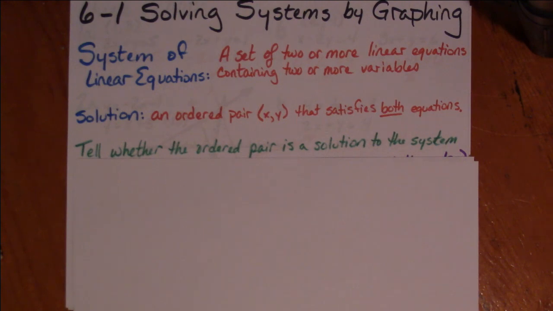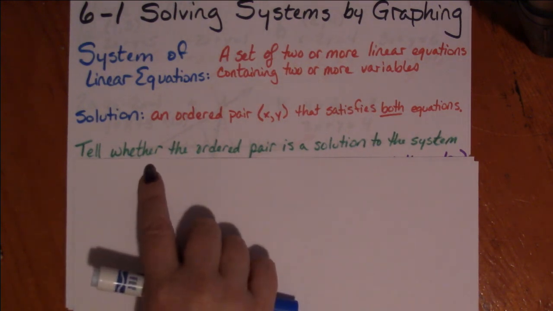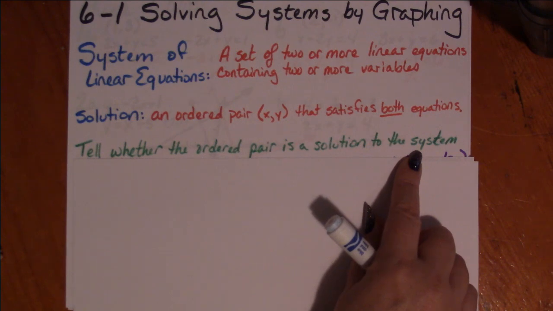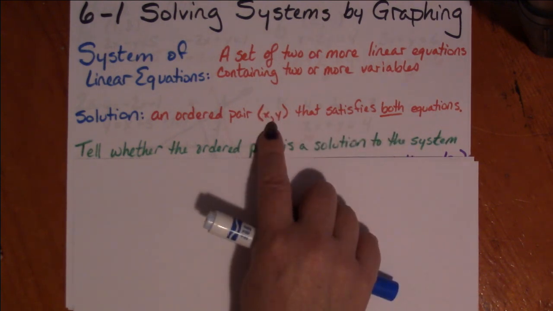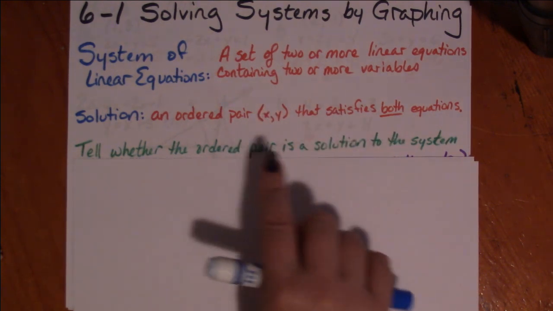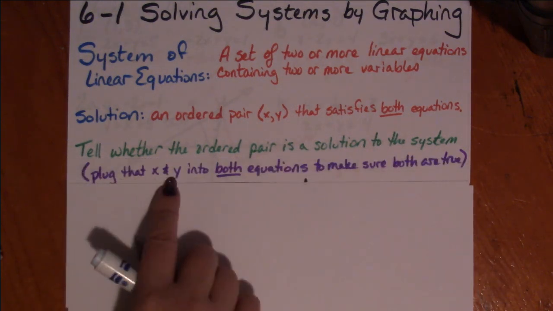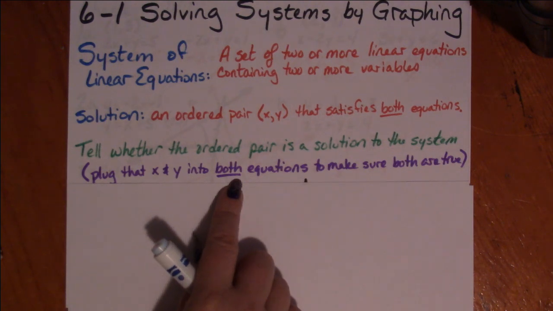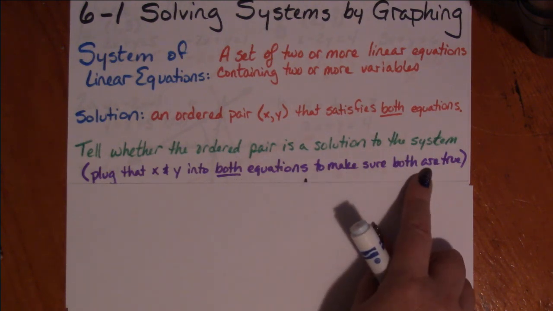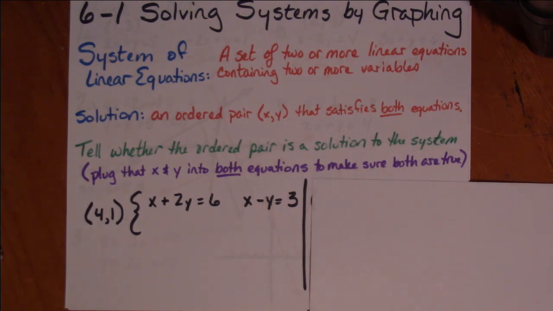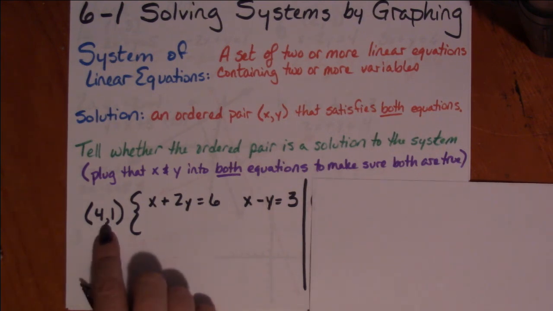So, your first set of questions asks you to tell whether the ordered pair is a solution to the system. They're giving you two equations and they're giving you a point and they're asking you if it works for both equations. So you're going to plug that x and y into both of the equations to make sure that both are true. For example, we have the point 4, 1.